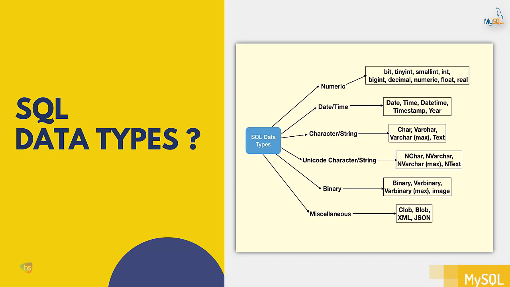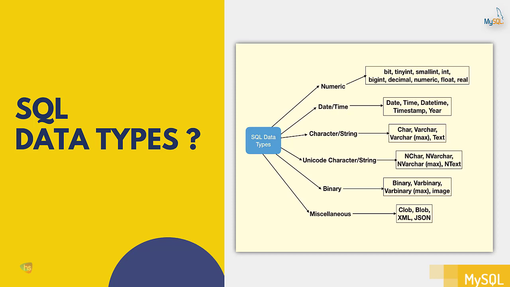All right, now timestamp, date time, and character strings: char, variable characters, varchar max, or plain text. Similarly, Unicode character strings: nchar, nvarchar, nvarchar max, and ntext. N is added here so that multilingual characters can also be stored in a particular column. The data type you choose for a column is fixed according to our requirement, depending on which data is going to be inserted in that column. So we need to choose data types very carefully.